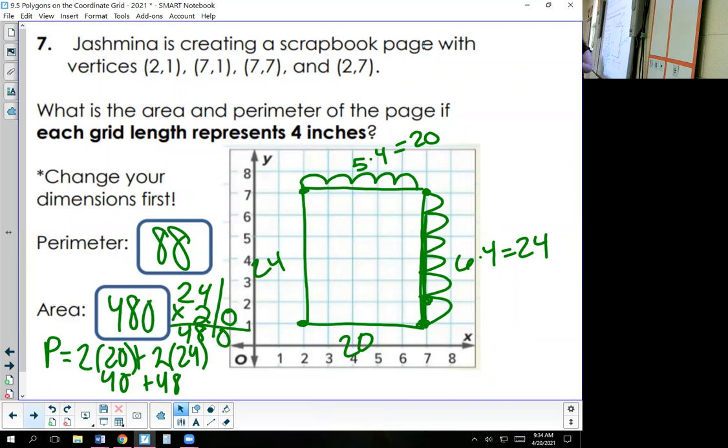Okay, I'm going to let you out because that's it. Okay, so let me be clear. Your homework is, you don't have to do 8, okay? It's just these 4 problems at the bottom. That's 4. Okay, got it? 2 of them are changing your dimensions, so change your dimensions first.